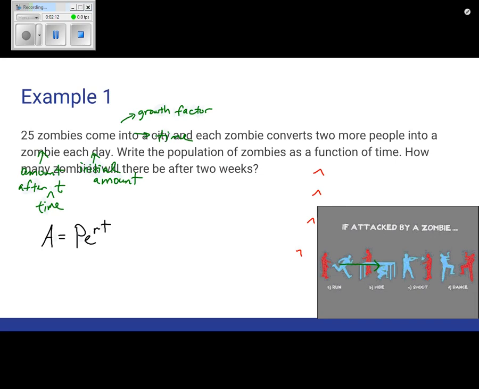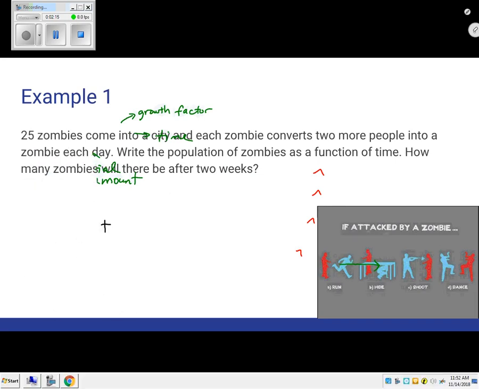So like I said, we're going to do some real world problems here. We're going to start with zombies. That's obviously real world. Okay. So 25 zombies come into a city, and each zombie is going to convert 2 more people into a zombie each day. I don't know how, I'm not really caught up on all my Walking Dead talk. However they convert, I don't know if they bite them or look at them weird, but they're going to convert them. So I want to write the population of zombies as a function of time. In the second part of this, I want to know how many zombies I'm going to have after 2 weeks.